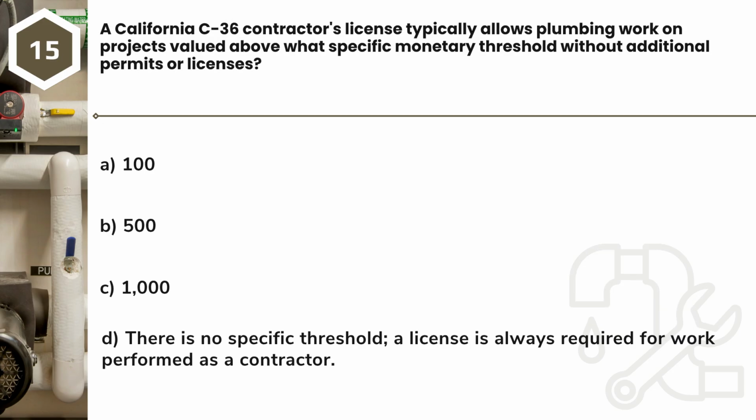Question 15. A California C-36 contractor's license typically allows plumbing work on projects valued above what specific monetary threshold without additional permits or licenses? A. $100. B. $500. C. $1,000. D. There is no specific threshold. A license is always required for work performed as a contractor.